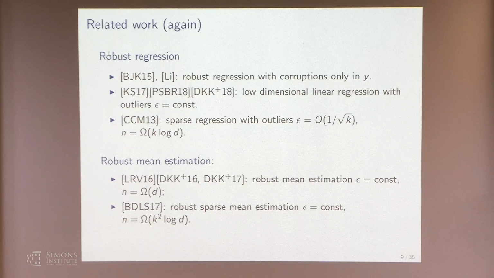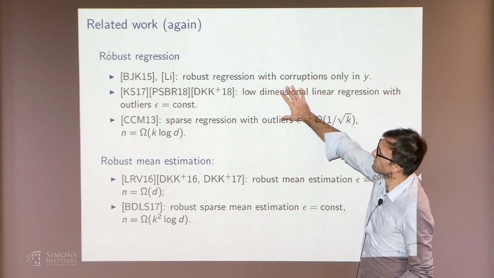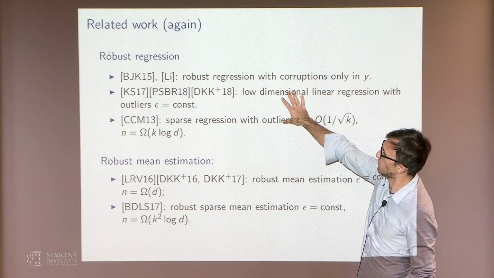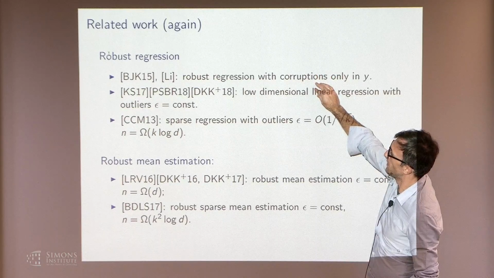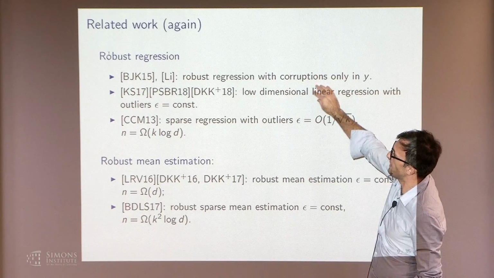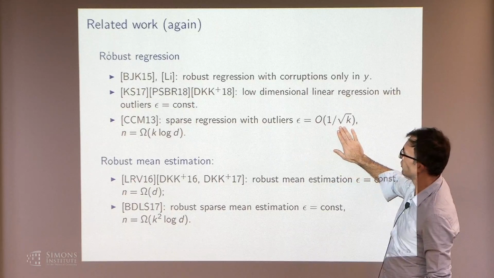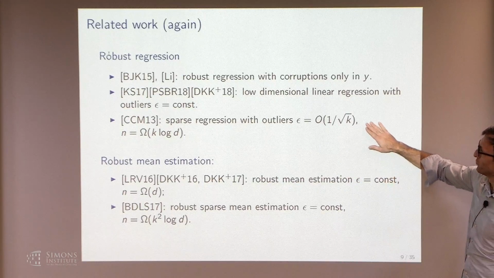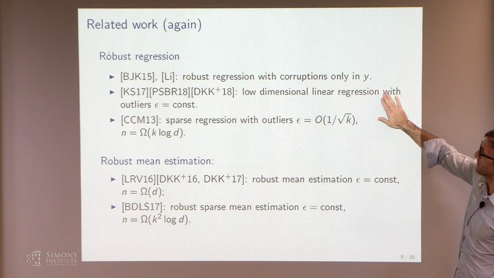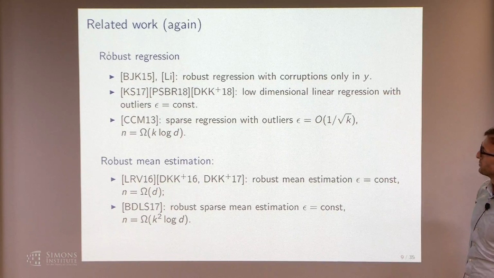Okay, so this is the brief summary of work on robust regression so far. In the low-dimensional setting, we basically know what to do. In the high-dimensional setting, we don't. We have sublinear scaling, which is much, much weaker than what is possible in the low-dimensional setting.